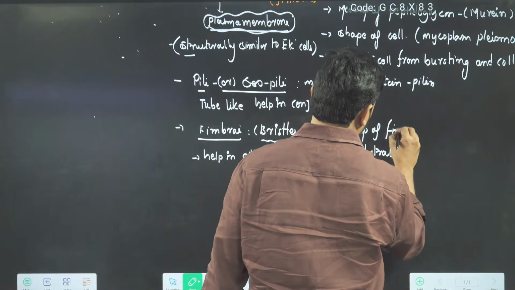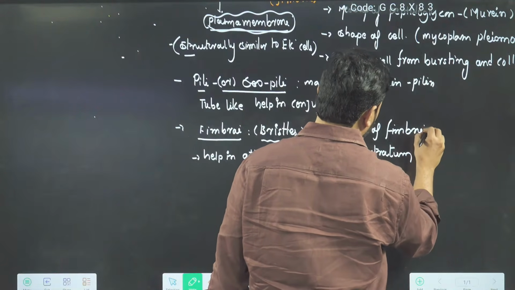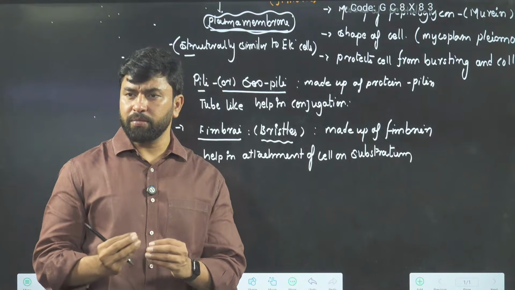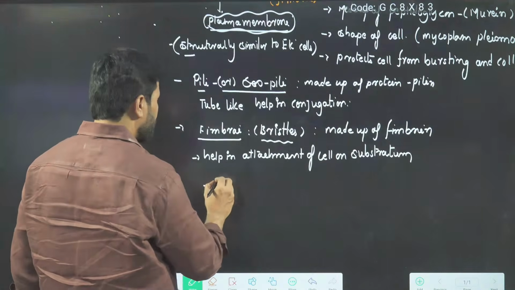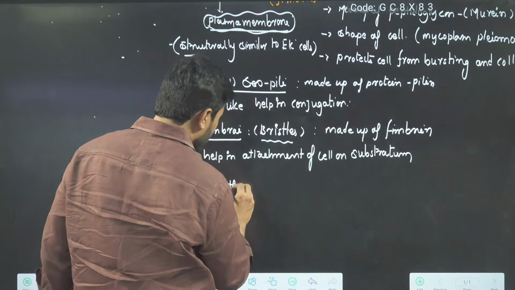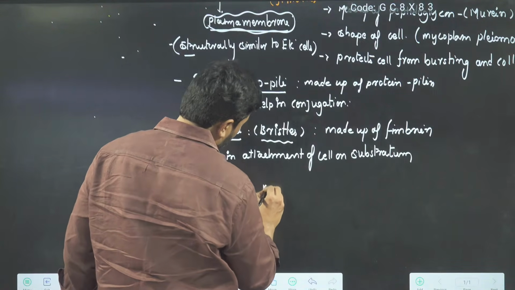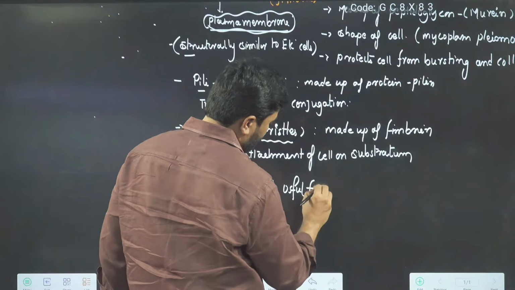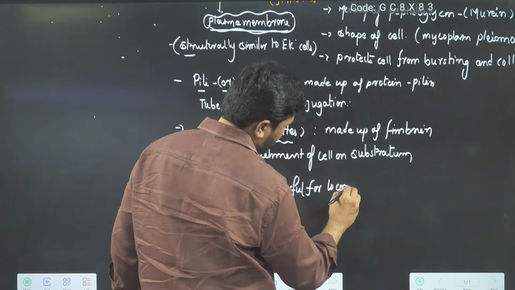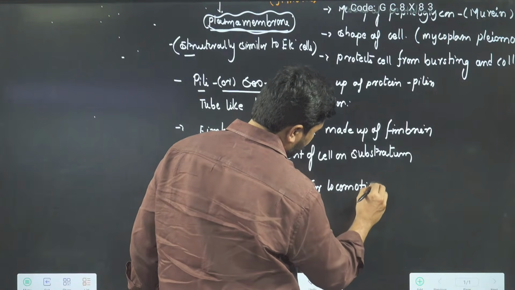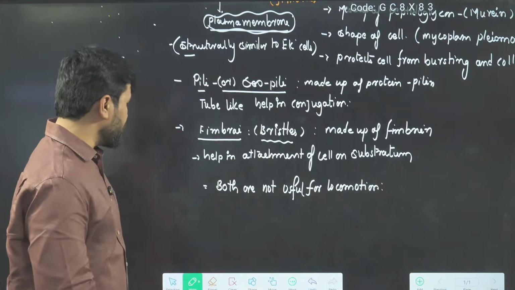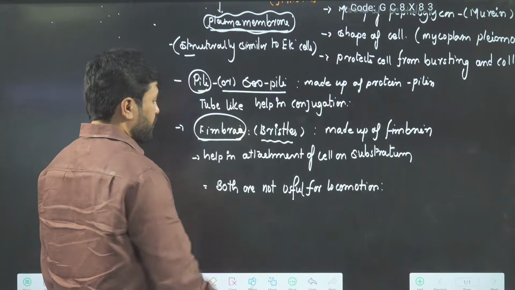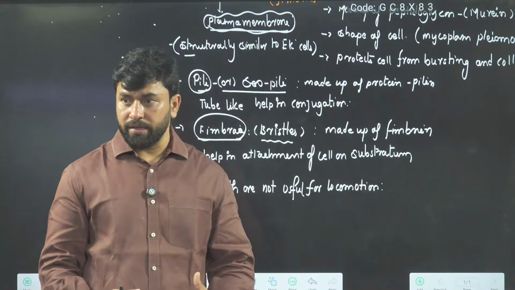Either you take Pili or Fimbriae, they are made up of proteins. But one interesting common thing about them, both do not work in locomotion. Not useful for locomotion. Locomotion of bacteria is not possible due to Pili or Fimbriae. Now, how can a bacteria be motile?